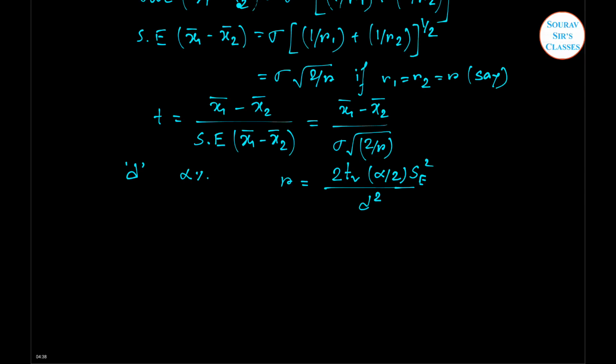I repeat, where sigma square is the error variance per unit and t v alpha is the right tail critical value of small t at alpha level of significance, and small v equal to error degrees of freedom, so that capital P, t greater than t v alpha, equals alpha.